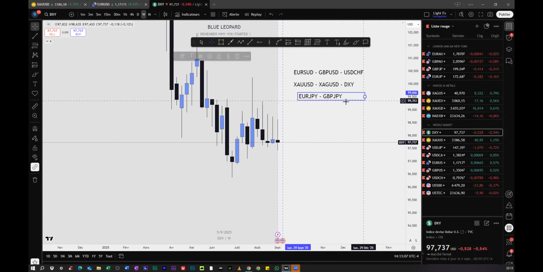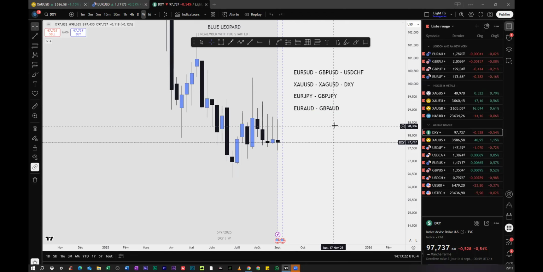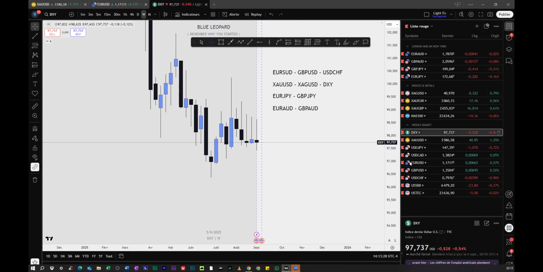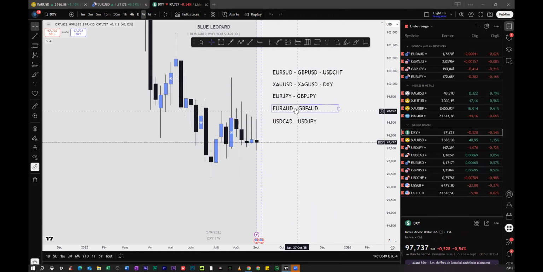Okay, this is another group, and this is the last group. Euro AUD and GBP AUD. These are the main pairs that I trade, and you can see it here. But sometimes, if I have a clear candle that will give me a direction, I can use USD CAD and USD JPY. Okay, sometimes I use them, but these are the main pairs I focus on.